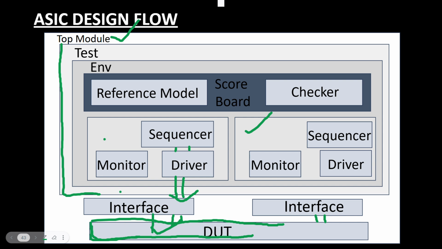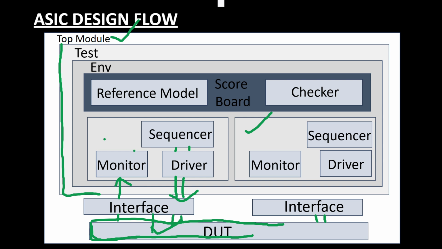Through the interface we will take it to the monitor. What the monitor does is it monitors the input and output values: what input values have been changed, and what particular output value we got by applying that particular input.